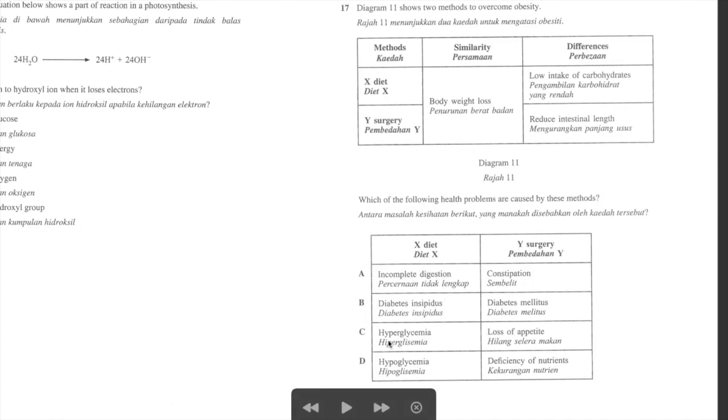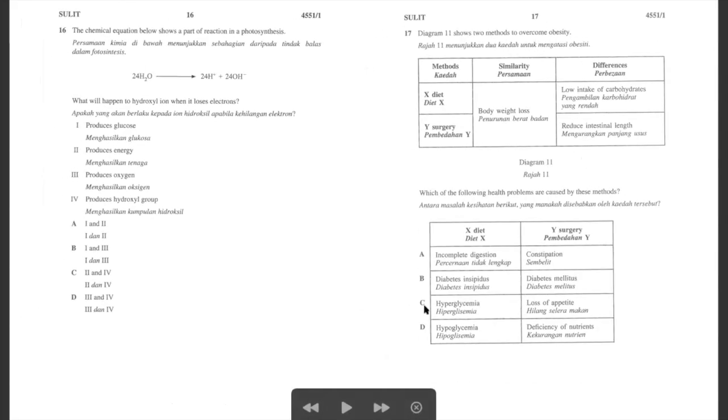So bila kurangnya glukos, dia akan dapat penyakit hypoglycemia. Kalau dia ada banyak glukos, hyper. Ni hypo ni. Hypo ni kurang glukos. Kalau hyper, banyak glukos. Okay, and Y ni dia akan dapat deficiency of nutrient. Sebab kita tahu small intestine is the place where nutrient absorption can happen. So bila kita potong, kuranglah nutrien yang dia dapat. Betul tak? Okay. So that's why the answer is D.